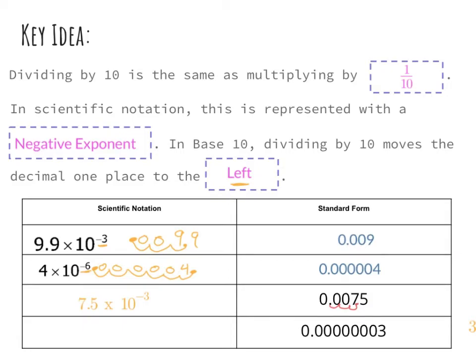So for the next one, again, I'm going to place my decimal point after the 3, because that's the number that will be greater than 1. And again, I'm going to count how many times I moved my decimal. 1, 2, 3, 4, 5, 6, 7, 8. So since I moved my decimal 8 places, I know I'm going to have 3 times 10 to the negative 8. And again, I need to have that negative exponent to indicate that I have a very small number.